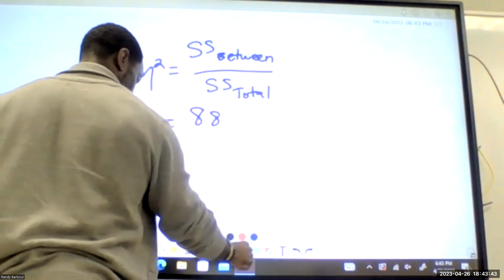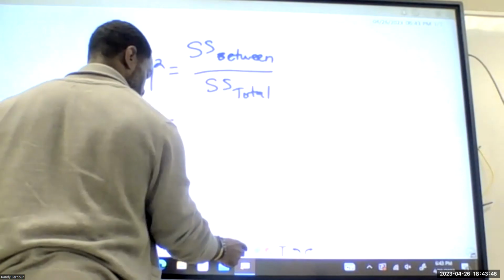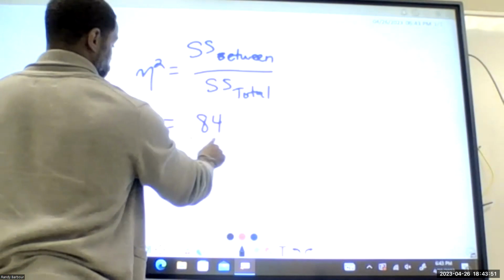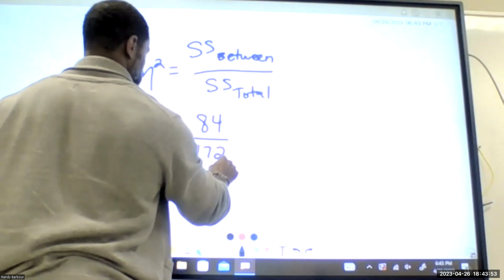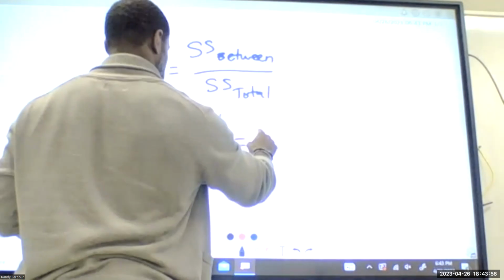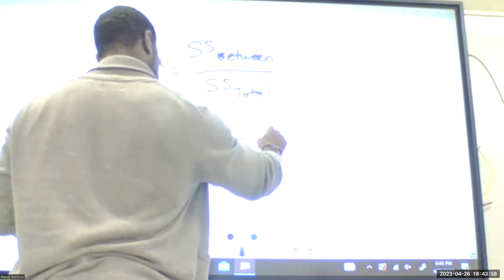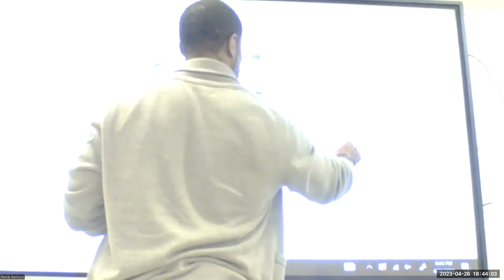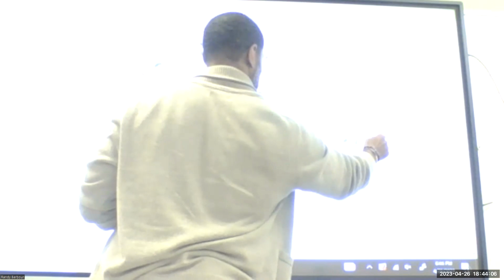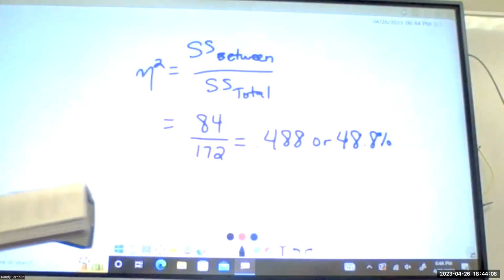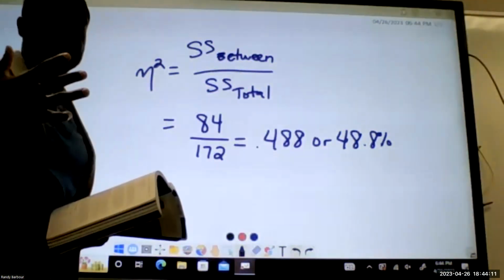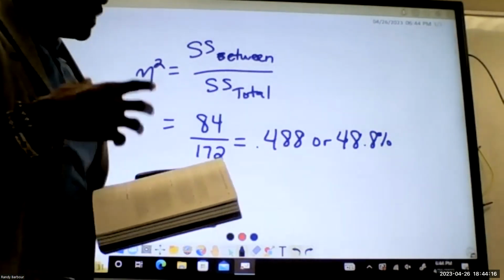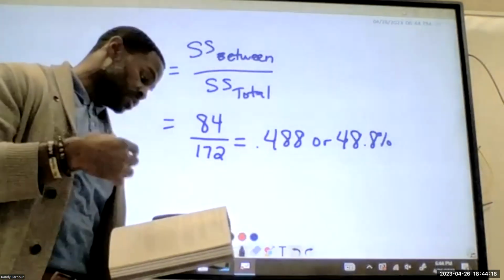We know our 84. We know our total was 172. So our eta squared is 0.488, or 48.8%. That is a large percentage of the variance that is accounted for by our treatment, right? And again, that is a huge effect size. That's a huge effect size.